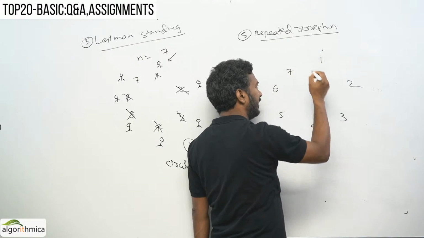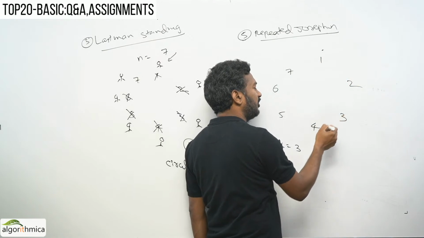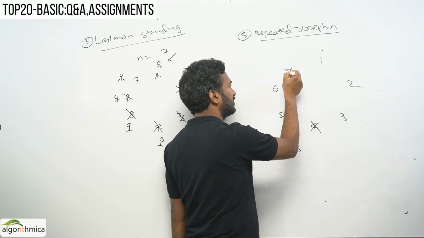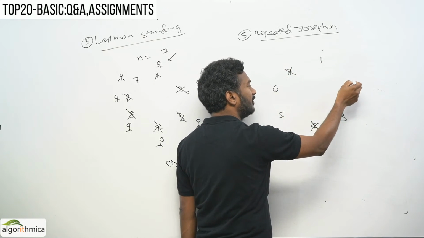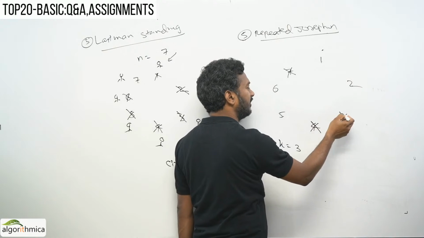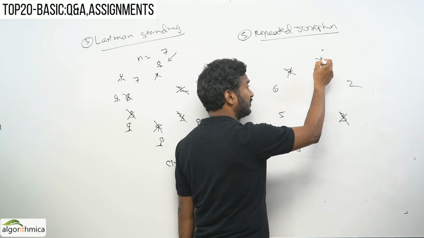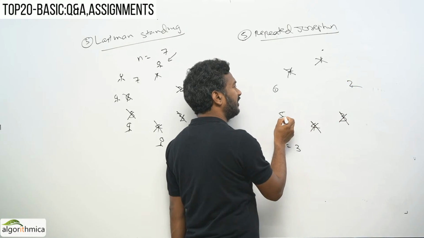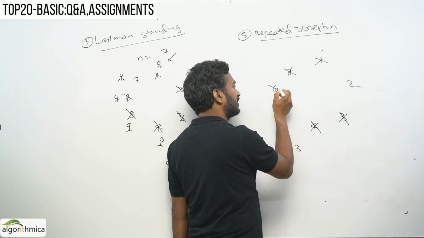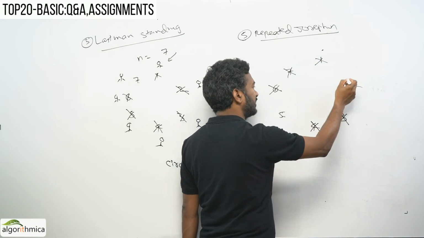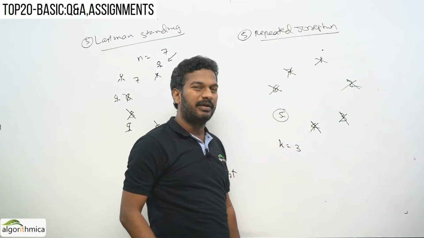Let's start from here again. 2 people you skip here, third person is killed. Again 2 people we skip, third person is killed. Again 2 people we skip, third person is killed. Now 2 people we skip, then again the third person is killed. Again 2 people we skip, third person is killed. Final survivor is going to be 5.